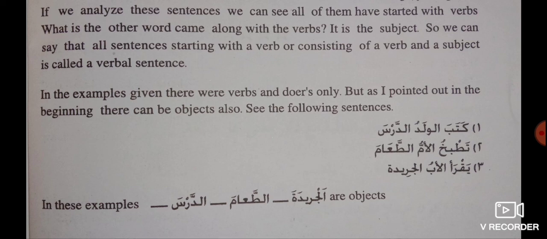What we need to understand is that a sentence consisting of a verb and a doer is called a verbal sentence. Then there are two kinds of verbs, transitive and intransitive verbs. Examples of intransitive verbs are Nama tiflu, Tara al-ghurabu, Lahika ar-rajulu. And examples of transitive verbs are Kataba al-waladu ad-darsa, Tatbahu al-ummu at-ta'ama, Yaqra'u al-abu al-jarida. In a transitive verb, there will be an object with the verb and the doer.